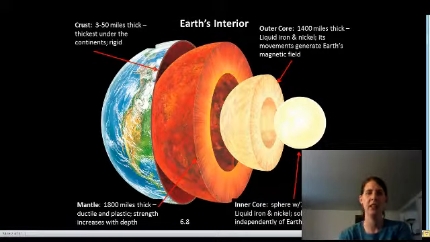And then finally the inner core, which is believed to be a sphere with a radius of about 750 miles, so about a 1,500 mile diameter. And this is liquid iron and nickel. I'm sorry, not liquid, that's a typo. It's solid iron and nickel, and it rotates independently of Earth's rotation.